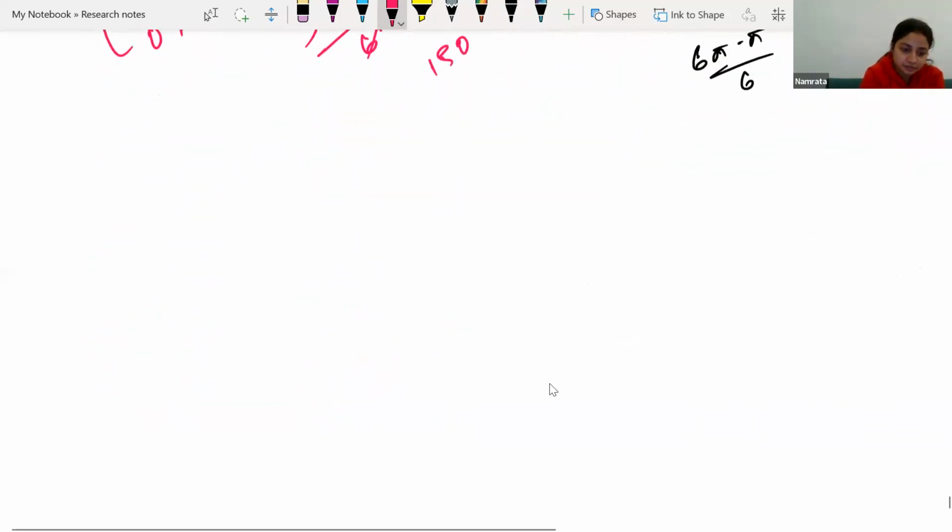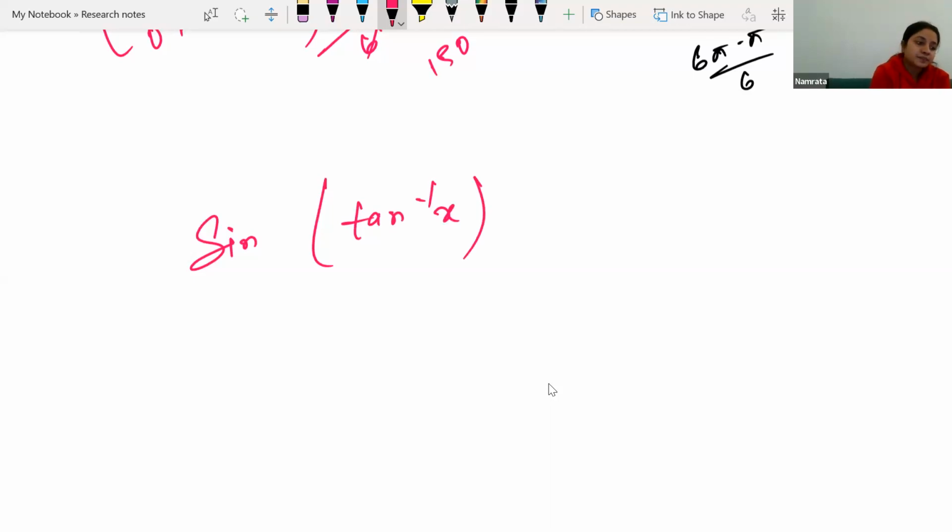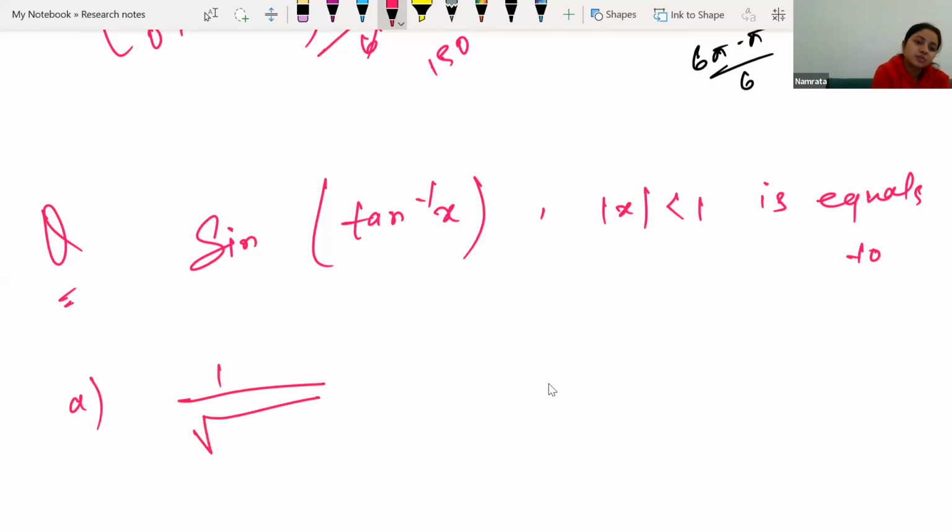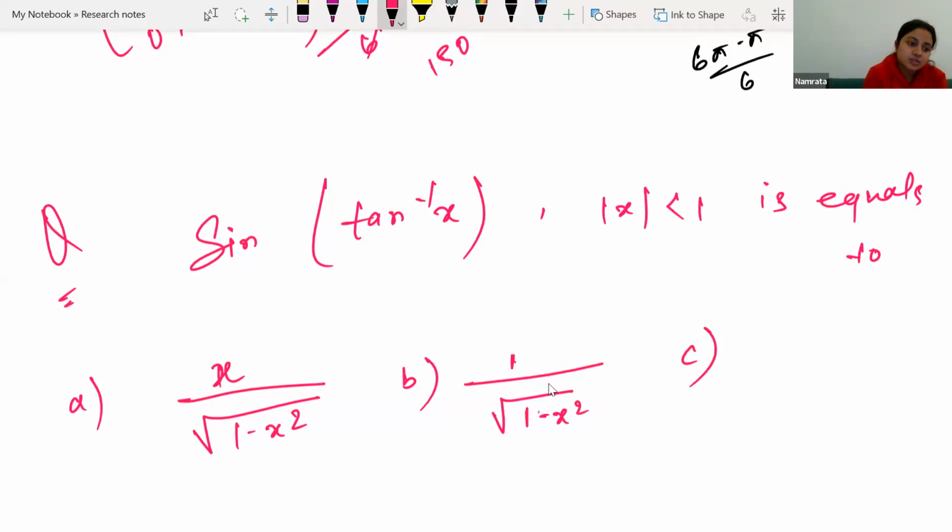Similarly, if we are having one more question, not like this, the other concept is there. Sine of tan inverse x, mod x less than 1, is equal to: option A, 1 by under root 1 minus x square. Option B, x by under root 1 minus x square. Option C, 1 by under root 1 plus x square, and option D, x by under root 1 plus x square. What to do over here?